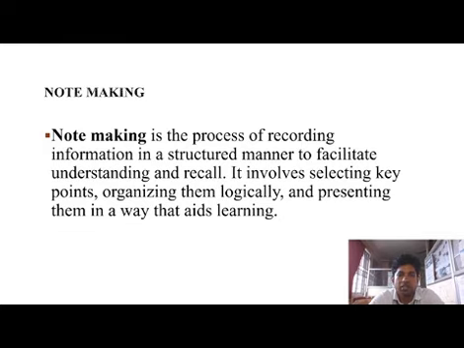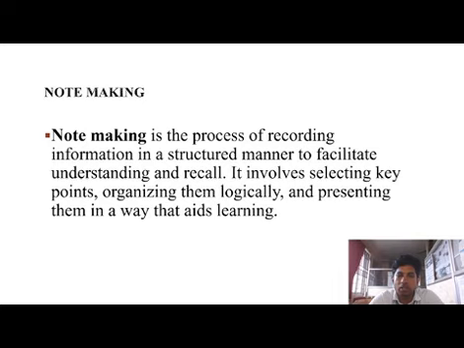So the first topic is how to take notes or how to make notes. So note making is nothing but a process of recording information in a structured manner to facilitate understanding and recall. So if you take notes, you could easily recall whatever you have learned so far. So it involves selecting key points, organizing them logically, and presenting them in a way that aids learning. So note making helps you in many ways.